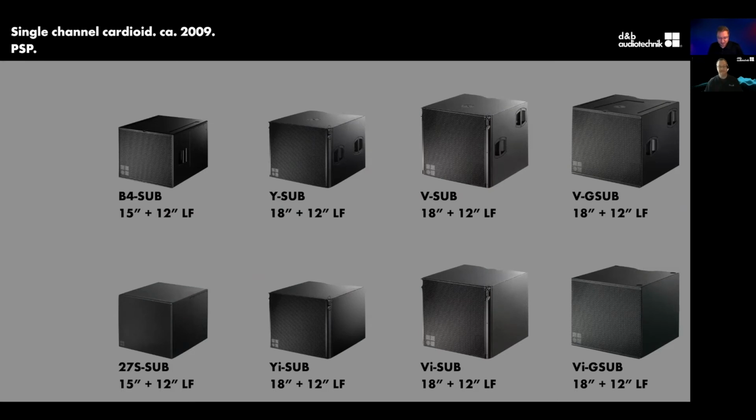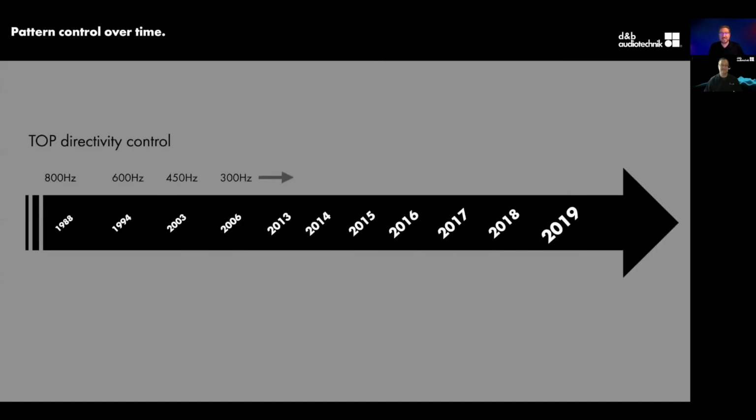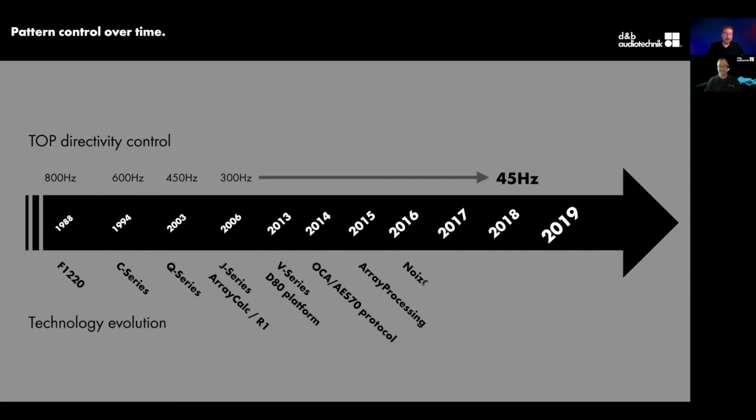So this gives you an idea of how much D&B has been obsessed with pattern control. Even going back into the late 80s, getting pattern control down to 800 hertz, all the way up through current day, where we can now actually achieve pattern control down to 45 hertz.